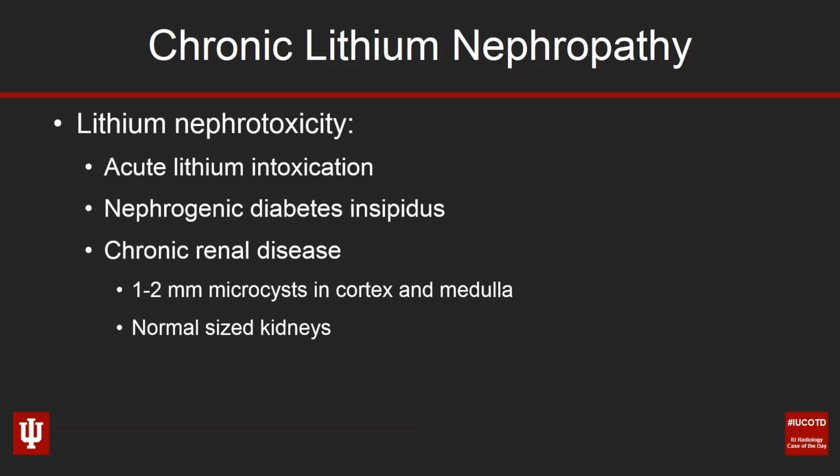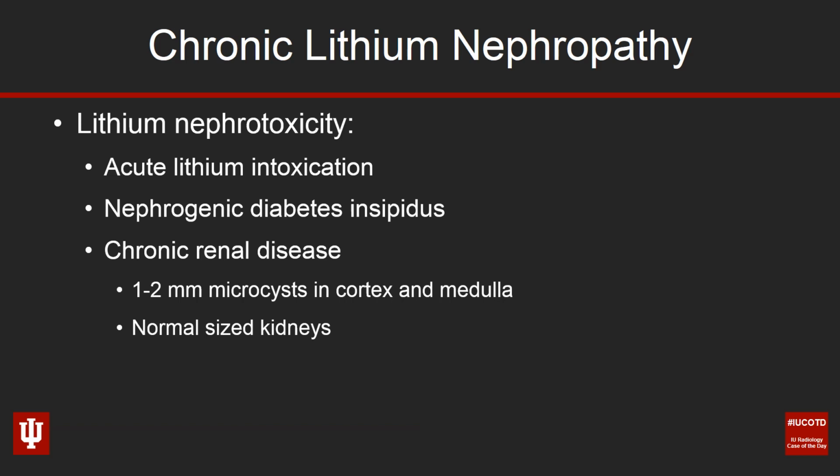While lithium is an effective medication for bipolar disorder, one of the unfortunate trade-offs is a number of nephrotoxic effects. Lithium nephrotoxicity can be classified as acute lithium intoxication, nephrogenic diabetes insipidus, and chronic renal disease. Acute lithium intoxication is not infrequent due to its narrow therapeutic index, and renal manifestations include polyuria and polydipsia. More commonly are neuropsychiatric symptoms, as well as symptoms such as nausea, vomiting, and diarrhea.